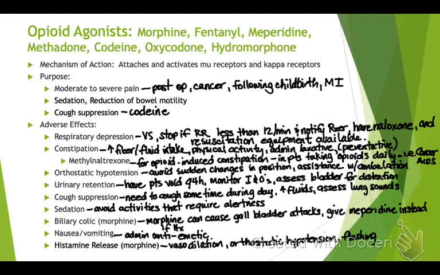Orthostatic hypotension is another adverse effect. Again, you want to avoid sudden changes in position. You want to help assist these patients with ambulation if possible. Urinary retention: again, you want to have the patient void every 4 hours. Monitor their intake and output. Assess for bladder distension, and that's going to be important. The urinary retention does occur because it's caused by the increased bladder tone, and so that's what causes the retention.